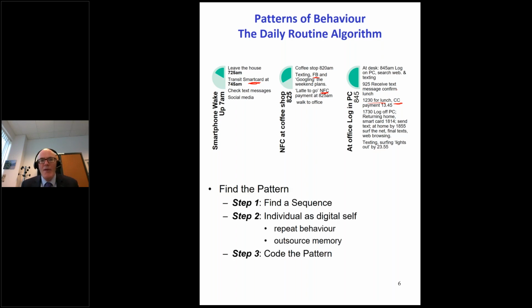And the important thing from an economic strategy and competition point of view is, can a company find your pattern of behavior? Can they find a sequence in that pattern of behavior? And can they actually then try to code that pattern of behavior, manipulate it, and maybe try to change your behavior in the actual future?